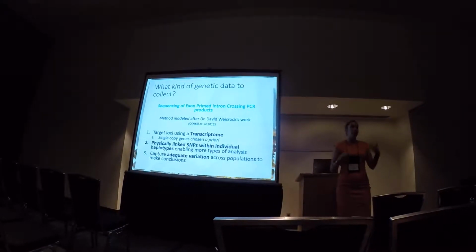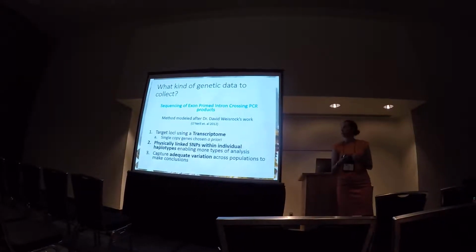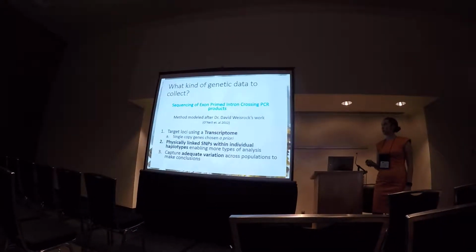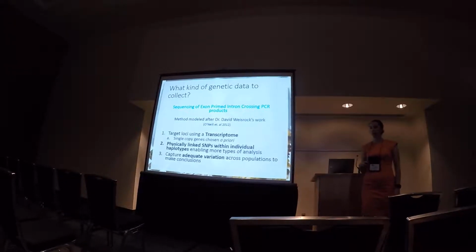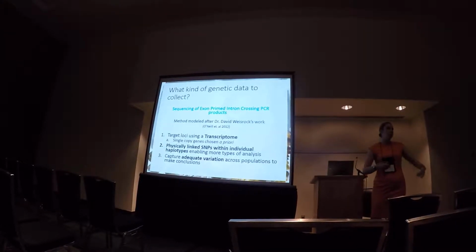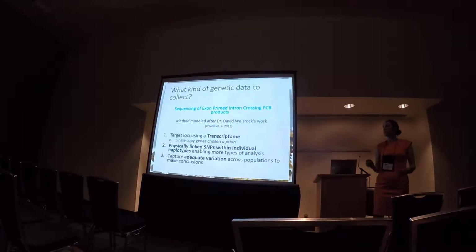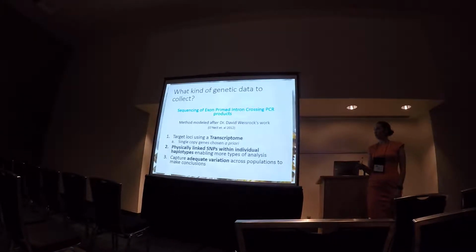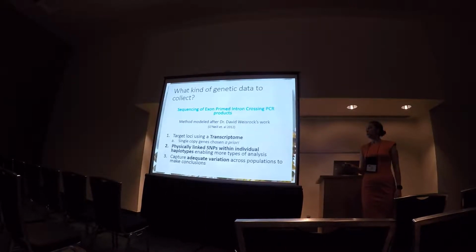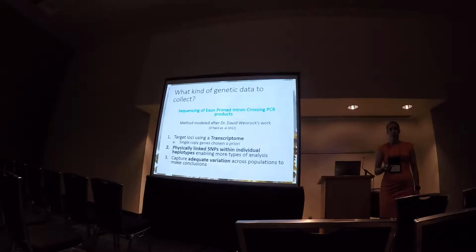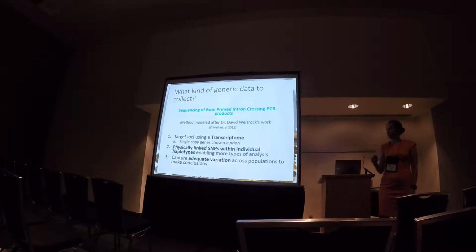The next question was, what kind of genetic data did we want to collect? What we ended up using is the sequencing of exon-primed intron-crossing PCR products, and this method was modeled off the work of Dr. David Weisrock, who basically said, go for the most number of loci you can try to capture. There were 3 main reasons that we went with this technique. The first is that we could target loci using a transcriptome, so we didn't need an assembled genome, which we didn't have for our species of limpet. We did attempt to choose single copy genes a priori, and that will come into importance later.